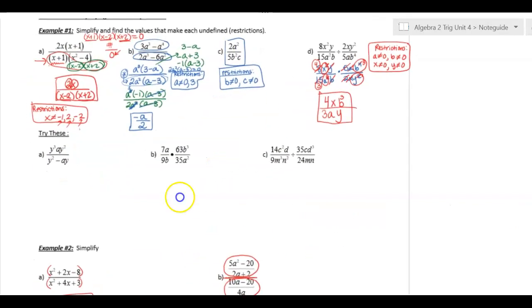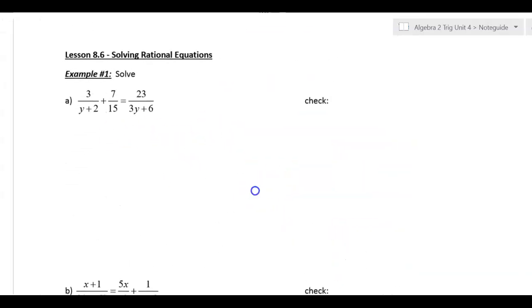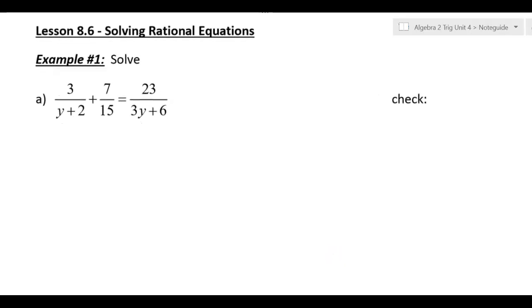All right, there we go. So if you're in your note guide, there's a page for solving. If not, just continue your notes right where we were for solving.